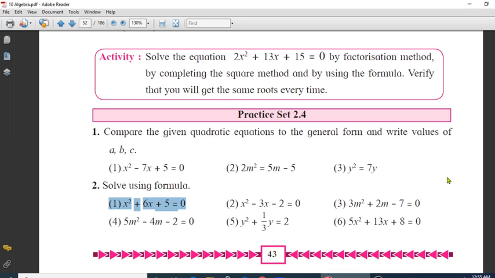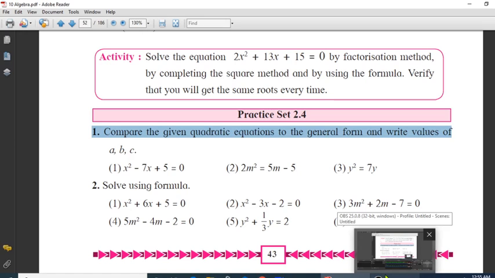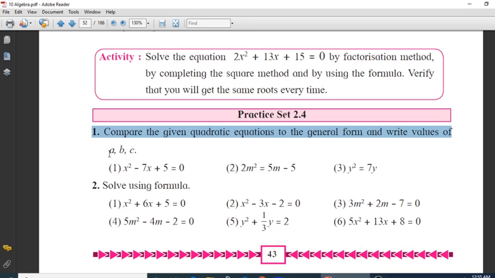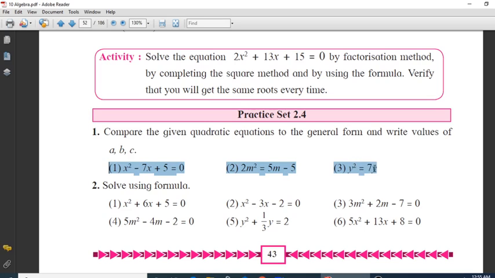Hello everybody. We're going to solve this practice set number 2.4. Question number 1. I think you all are in a position to find the value of A, B, C in the given three equations. Previously we have already solved exercise number 2.1, 2.2, 2.3. In 2.1 we did this type of question where we wrote the given quadratic equation in proper standard form, and then we found values of A, B and C.